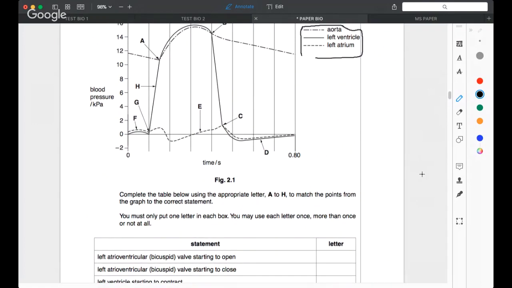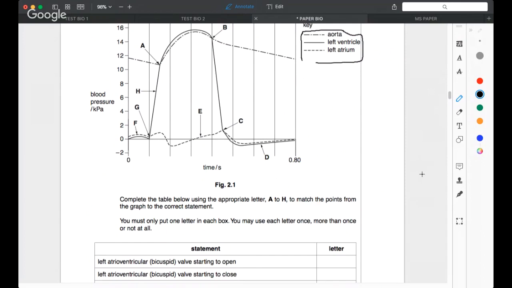So, starting to close. Is it okay? Oh, okay. G. Why does it have to be G? Because that's the point where the pressure of the left ventricle exceeds the pressure of the left atrium. Yeah, good. So for it to actually close, pressure here has to be higher than pressure here. Okay, I get that.